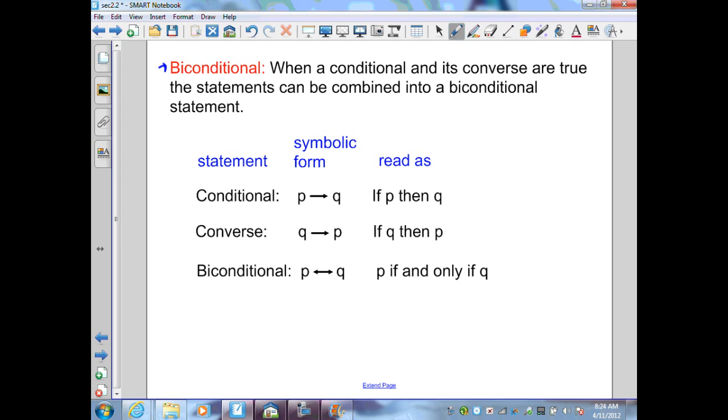We know that the hypothesis and conclusion are represented by P and Q, and it is stated as if P then Q. The converse is when we switch the hypothesis and conclusion, and we create if Q then P. And if these two statements are true, then I can write a biconditional in the form of P ↔ Q. Now, if you can see, the symbol is a double arrow, which means it can go in either direction. And it is written as P if and only if Q.